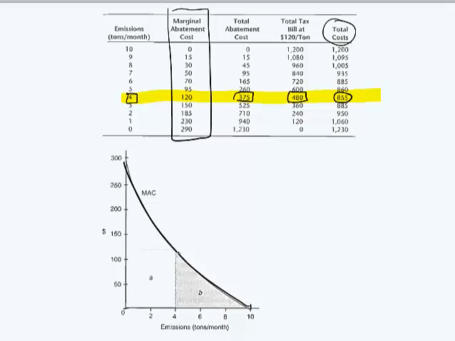So this point is also marked on the graph over here at 4 units of emissions. The cost that I know from the table, $120, is where I minimize my total costs. Now we know the area below the marginal abatement cost curve gives me my total abatement cost. So area B shows my total abatement cost, which is $375. So I know the value of this area is $375. Right.